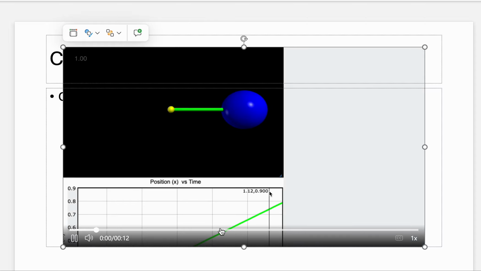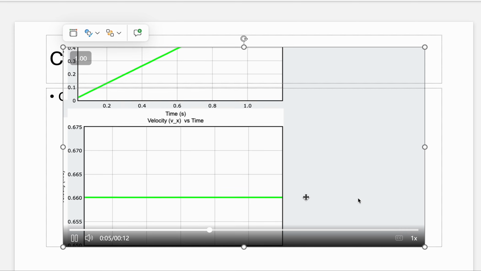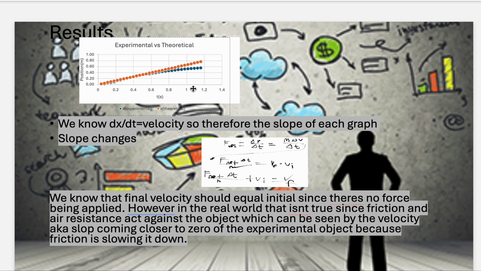This is how the code runs. As you can see, velocity stays constant. That's pretty much it. In the theoretical results, velocity stays constant. Like I said, slope is constant. However, in the experimental, it slows down and gets closer to 0, which could probably be due to friction and air resistance.